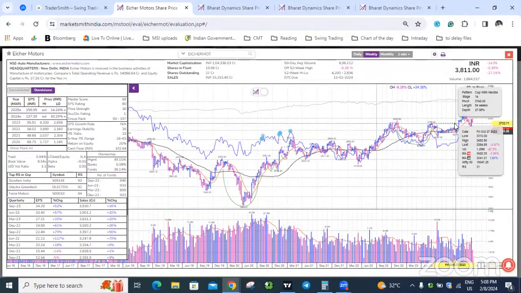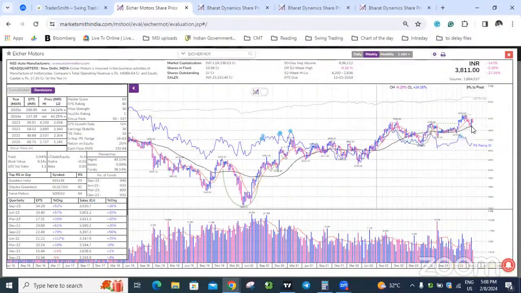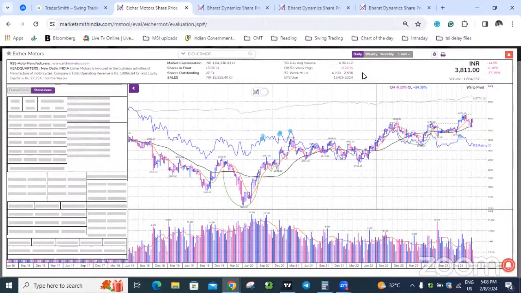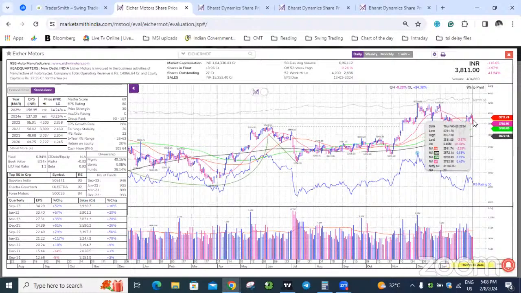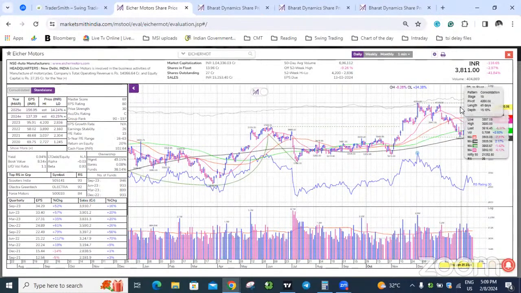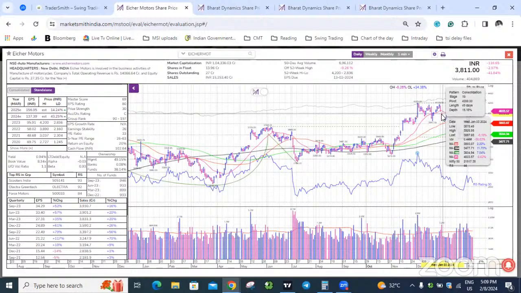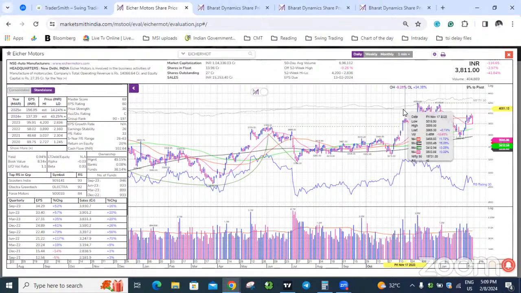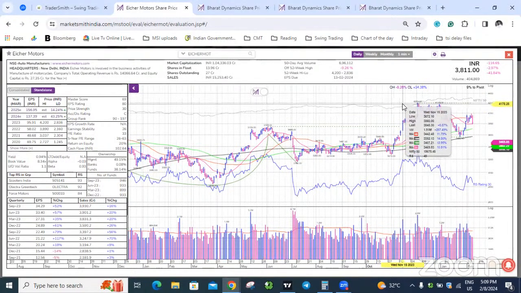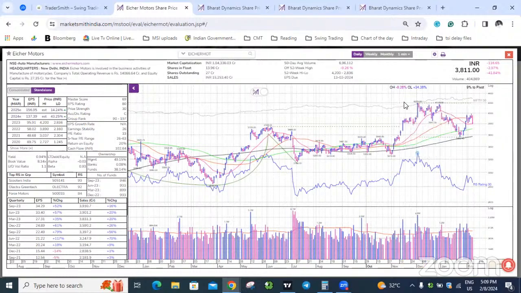Recently it breached that major key support area and touched the 200 weekly moving average, and there was a good bounce back in the last week. Right now it's once again showing some consolidation. The range over here is from 4,000 to 4,033. That is a very good resistance range for Eicher Motor. Once it breaks out of that level, we can see very good buying interest.